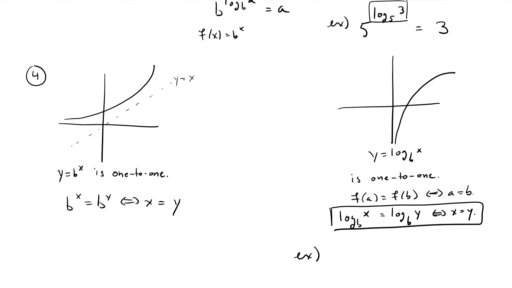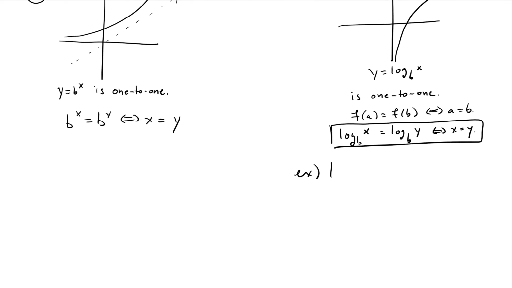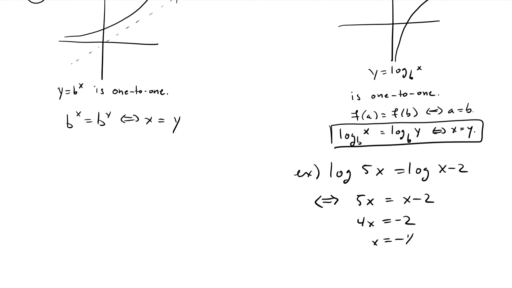We use this sometimes just to simplify an equation. So if I have log of 5x, notice I didn't write the base, it means the base is 10, is equal to log of x minus 2, because the logarithm is one-to-one, I can get rid of the logarithms. So I can say that 5x is the same as x minus 2, and then just solve for x now. So this is completely equivalent. And solving for x, I would get that 4x is minus 2, and x is minus a half. Okay, so you see how that goes.